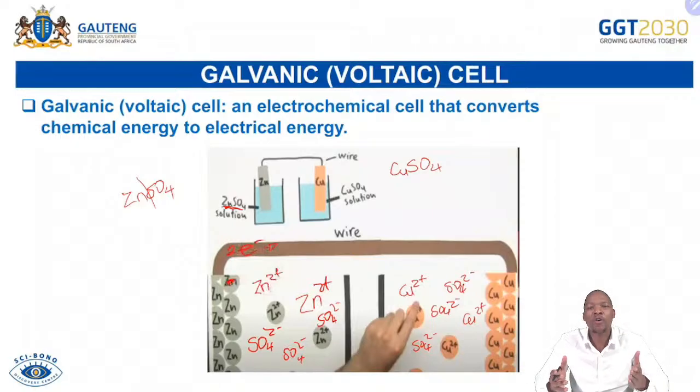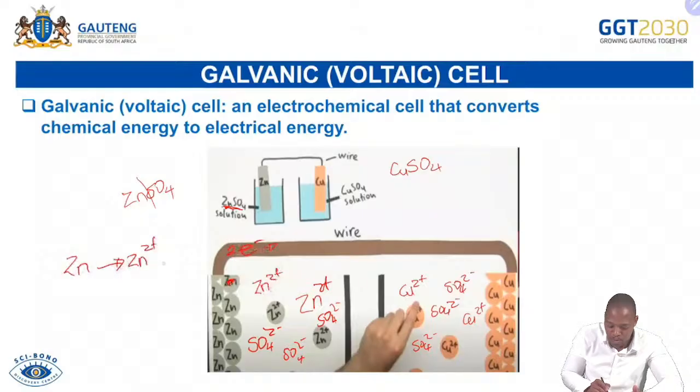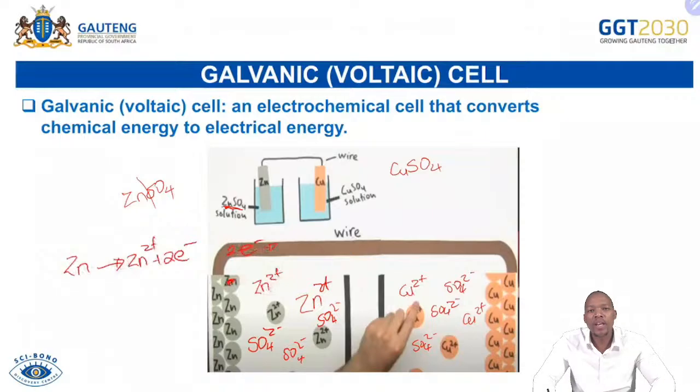Remember in grade 10, we talked about this. If an atom loses electrons, it becomes positively charged, and the charge will depend on the number of electrons that it lost. So if it loses 2 electrons, it becomes 2+. So what do we know here? We have a zinc that has turned to become Zn2+. Why did the zinc become 2+? Because it lost 2 electrons. Already we have been able to write the oxidation half reaction.